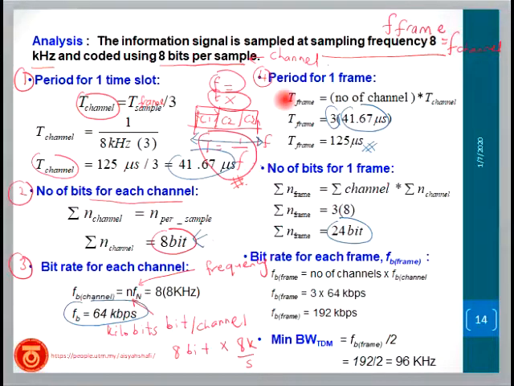This is parameter 5, 6, and the last one is the minimum bandwidth. The minimum bandwidth is the bit rate for each frame over 2. So the minimum bandwidth is 96 kilohertz.